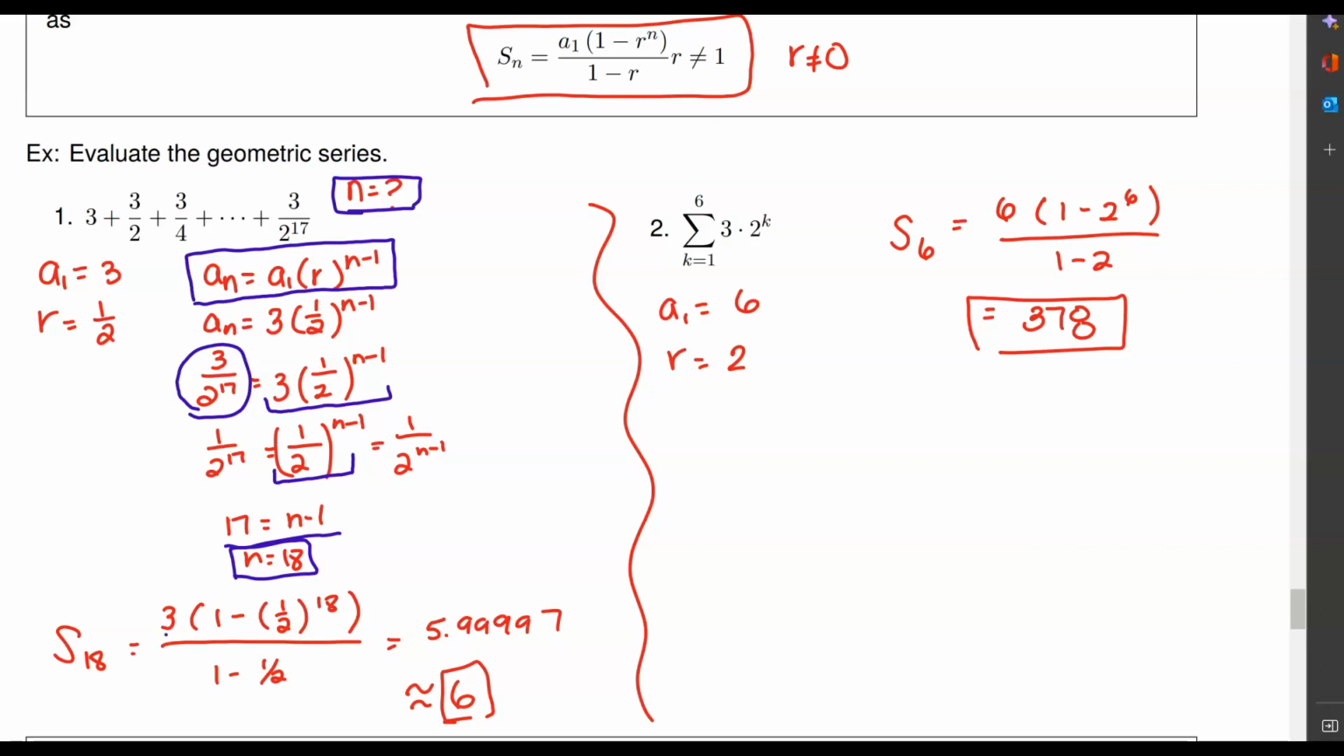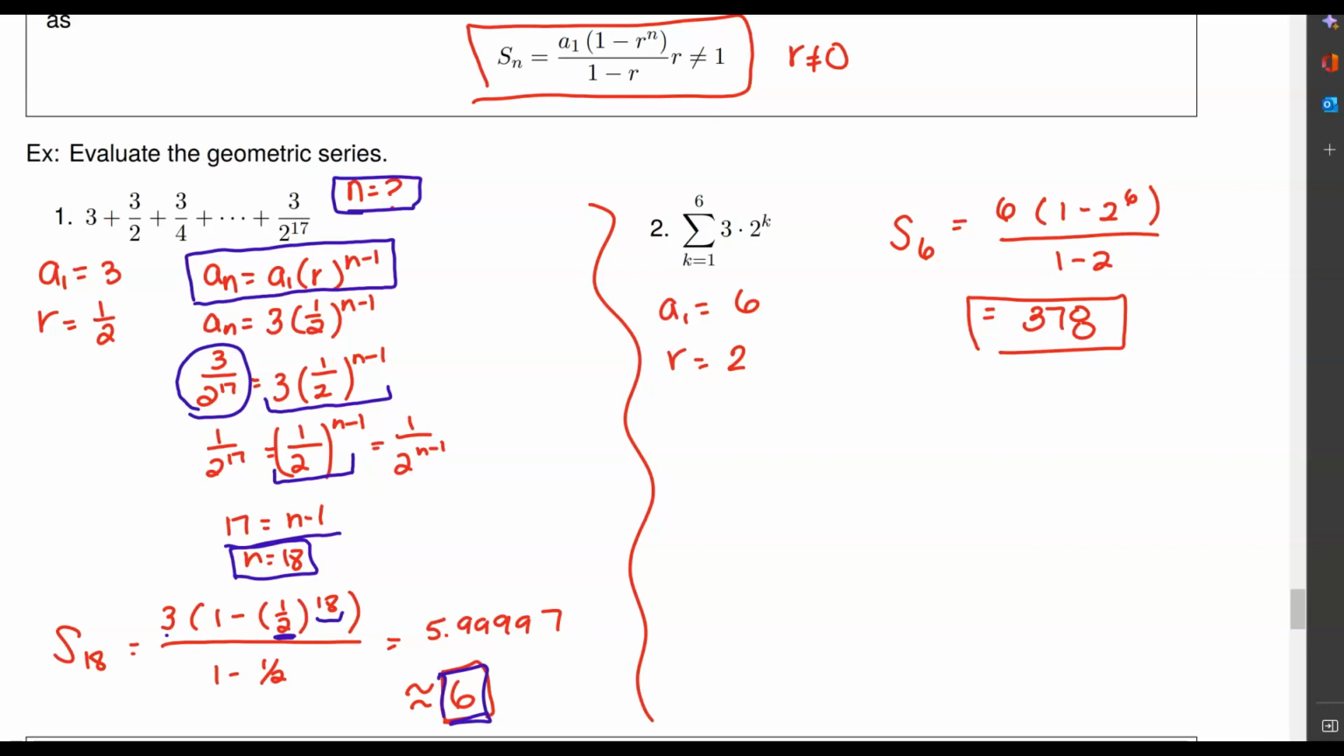So we go ahead and plug in our A1 value, our rate value. We are raising it to the 18th power. And then we get funky numbers like 5.99997, etc. It goes on. So it's going to be approximately 6. We can go ahead and round that up to 6.